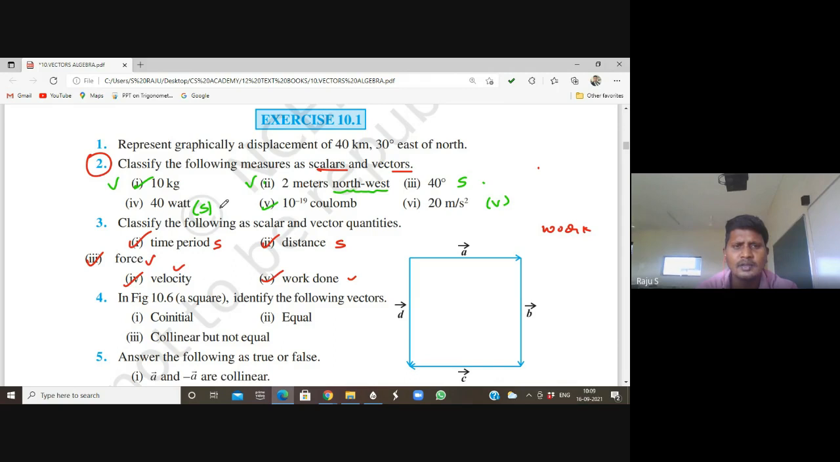See here, first one is 10 kg. 10 kg is a scalar quantity because it involves only magnitude. Then 2 meters northeast is clearly a vector quantity because it has both magnitude and direction. Coming to 40 degrees, it is a scalar quantity. It involves only magnitude. And 40 volts is a scalar quantity. It involves only magnitude. And next one, 10 to the power of minus 9 coulomb is a scalar quantity. It involves just magnitude. And 20 meter per second square involves both magnitude and direction. Clear?